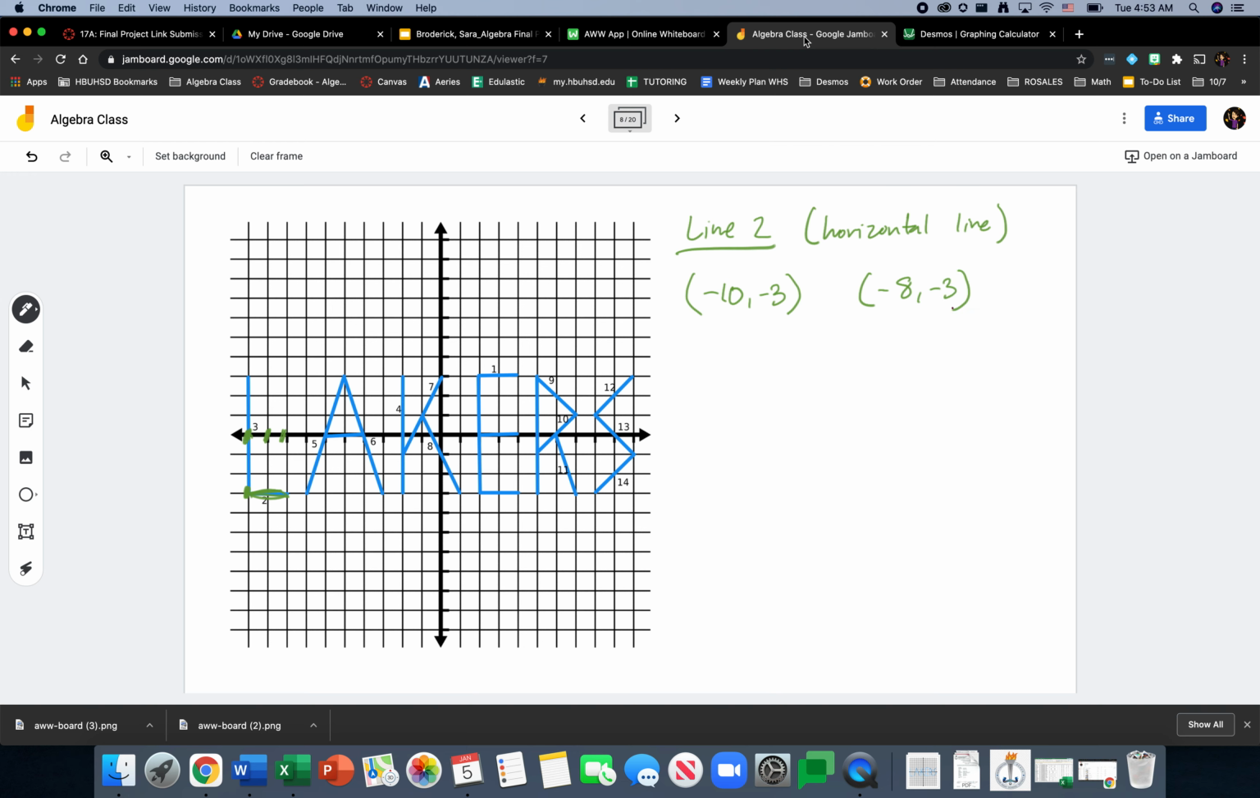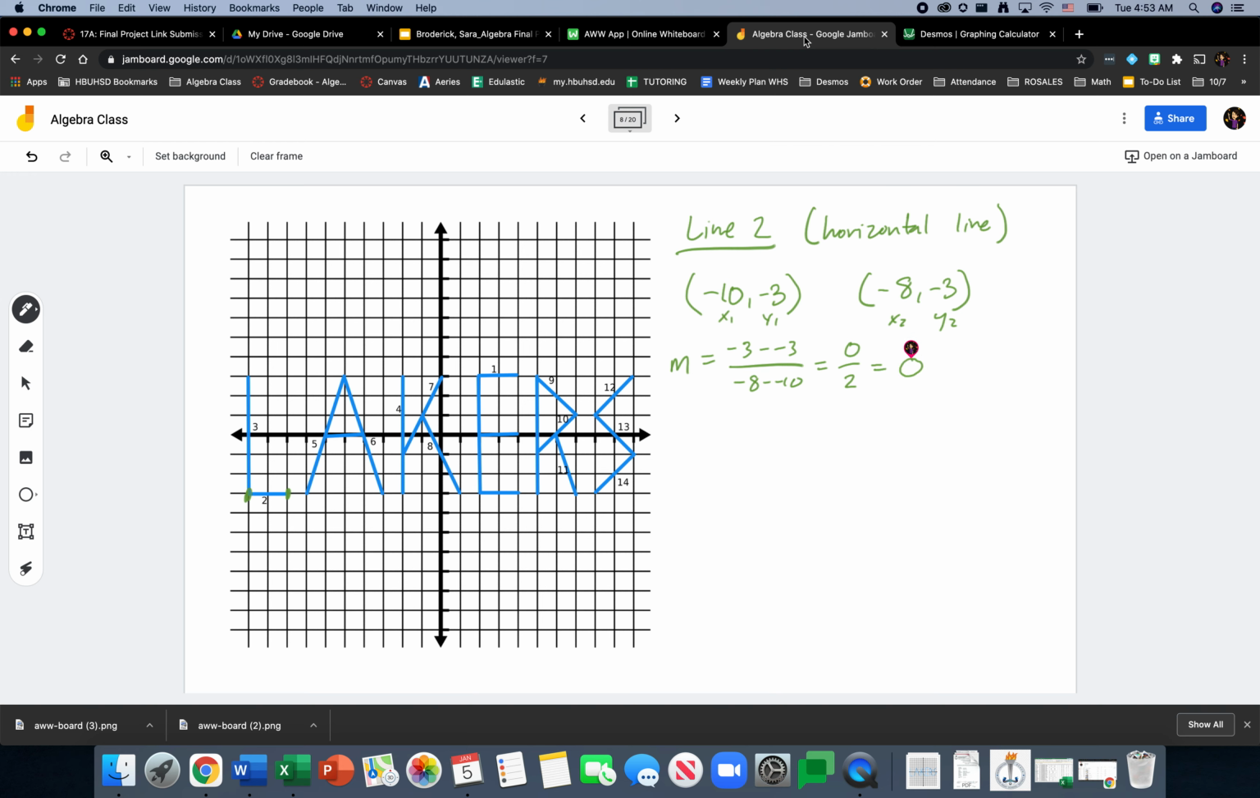Now I can use the slope formula to find my slope, right? I'm hoping that you can look at this and remember what this slope is when it's flat. But let's just really quick plug this into the slope formula so that you can have both tools. So this is negative 3 minus negative 3, over negative 8 minus negative 10. This becomes negative 3 plus 3, that's 0 over 2, which becomes 0, right?